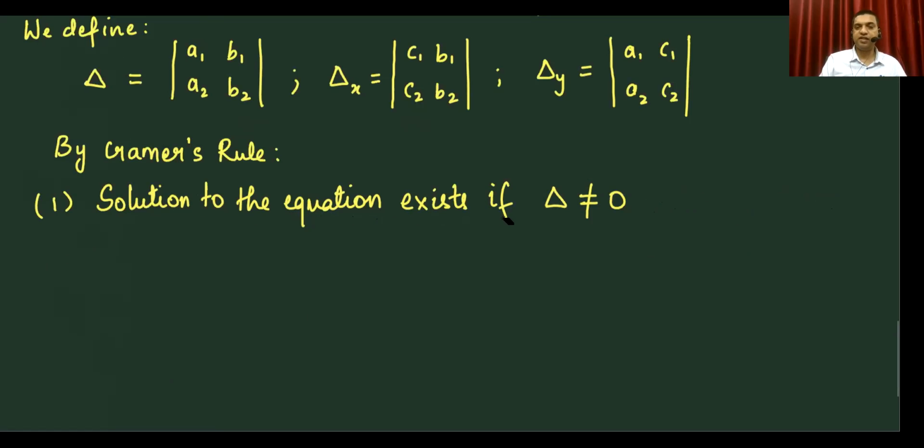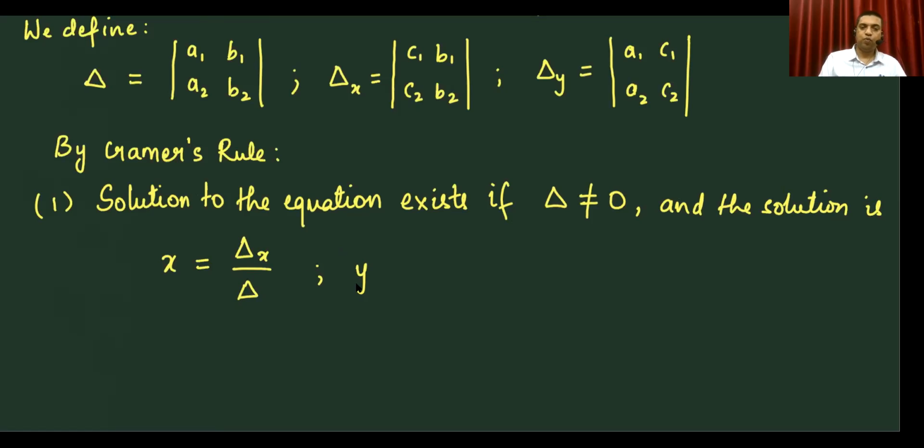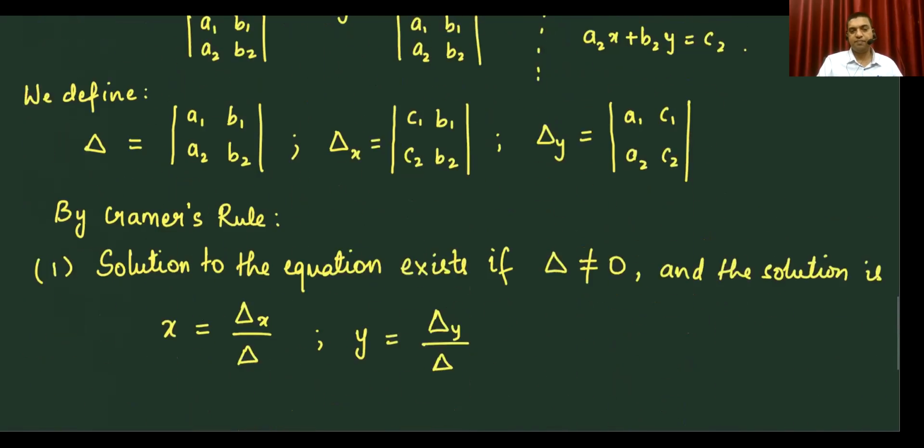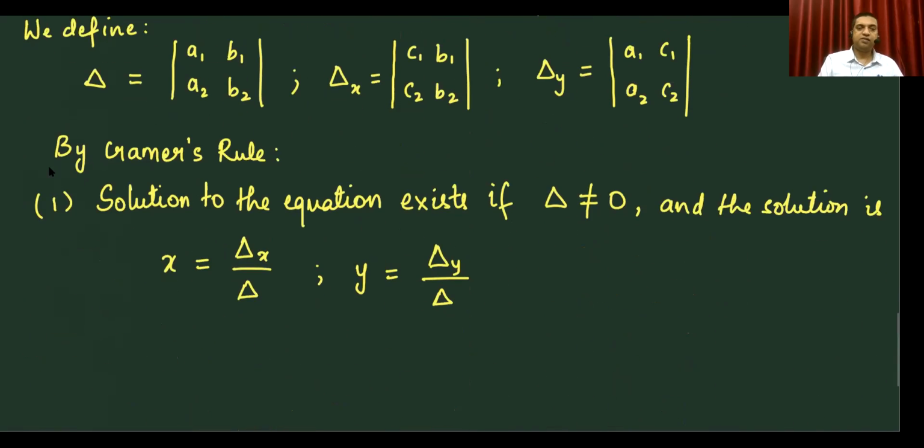Solution to the equation exists if delta is not equal to 0, and the solution is x is delta x upon delta, y is delta y upon delta. See here from the previous step. So by determinants, we are finding this is the solution.